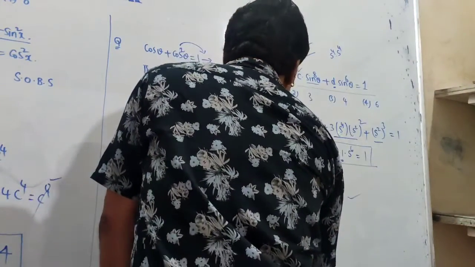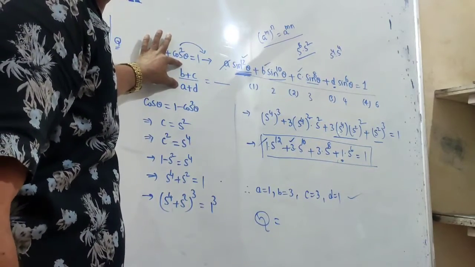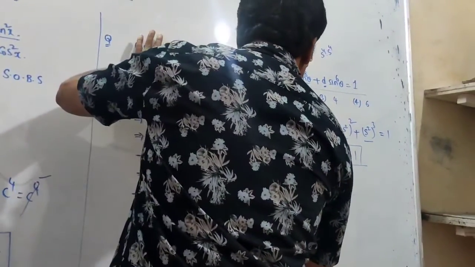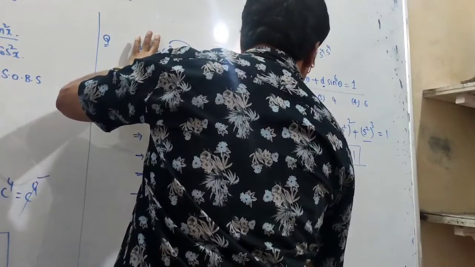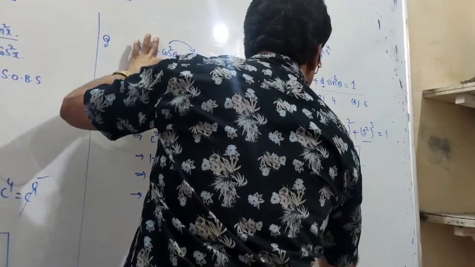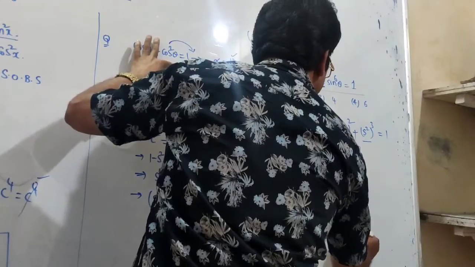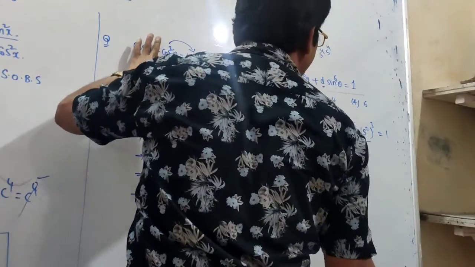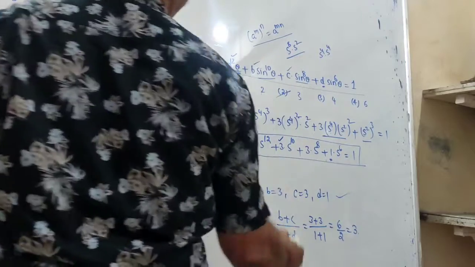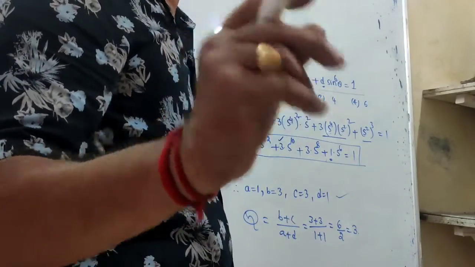Therefore, what is the question? Look at the board: b plus c divided by a plus d. b plus c, 3 plus 3, divided by a plus d, that is equal to 6 by 2, that is equal to 3. So the answer is 3. Not the third option, the answer is 3. It is in the second option. Remember, don't make that kind of mistake. Hence the problem. Next question.